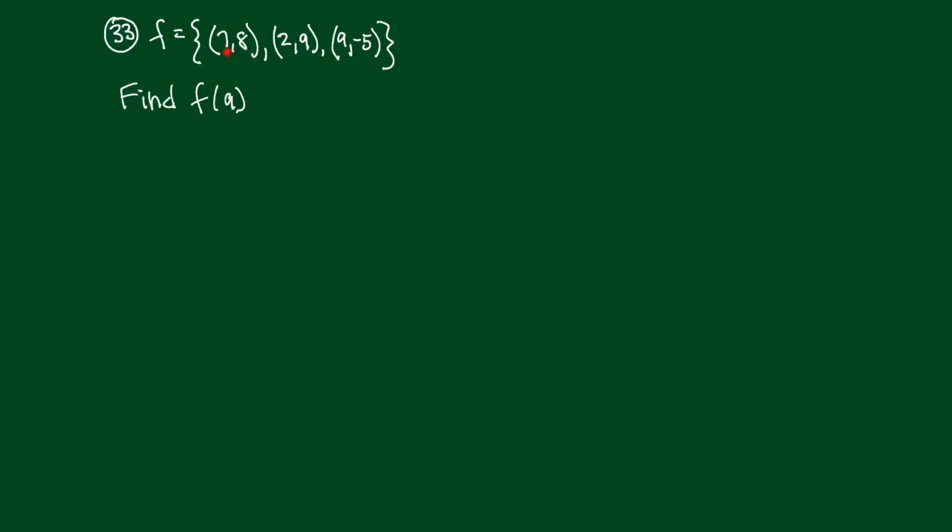So look up here for a first element of 9. Here it is right here. So what does f do to a 9? It converts it to a negative 5. Right? So f of 9, put in a 9, you get out a negative 5.